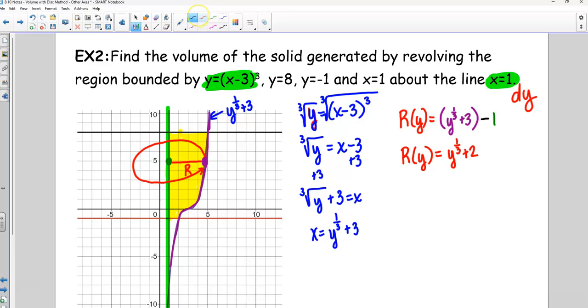So once we have the radius, this is going to make a bunch of circles. We need to add them together with the integral. So we're going to have pi integral of the radius, y to the 1/3 plus 2 squared dy. What are our limits here?